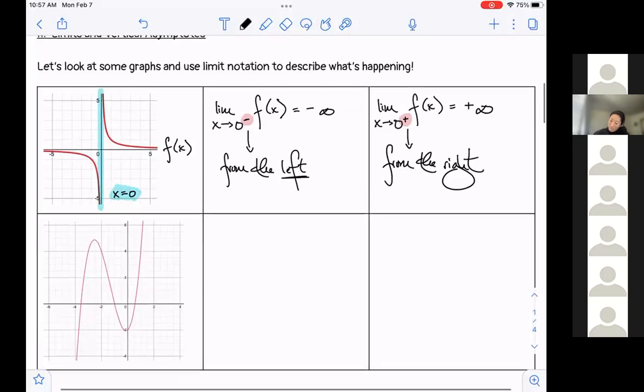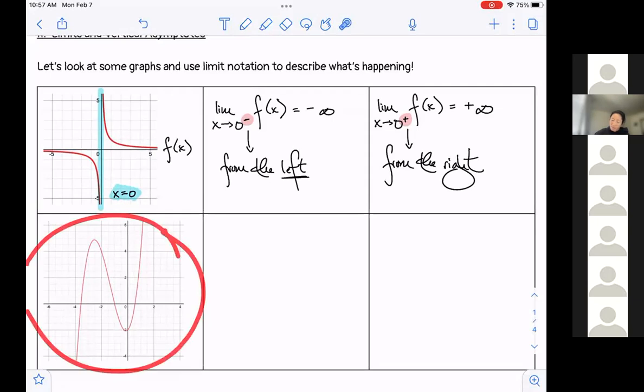All right, great. So that's a good way to use our notation to describe what's happening on the graph. Vertical asymptotes in the second graph.